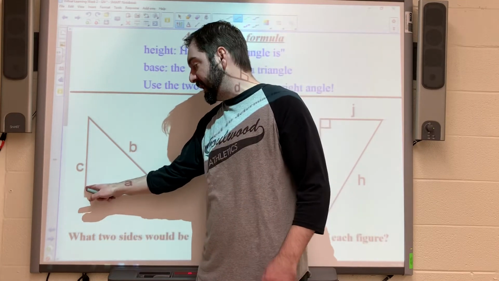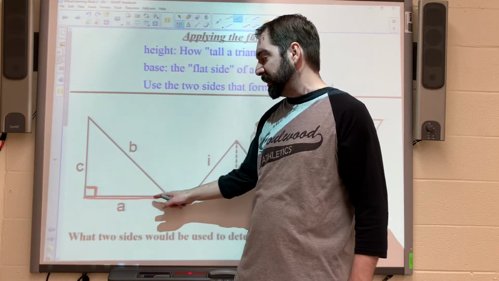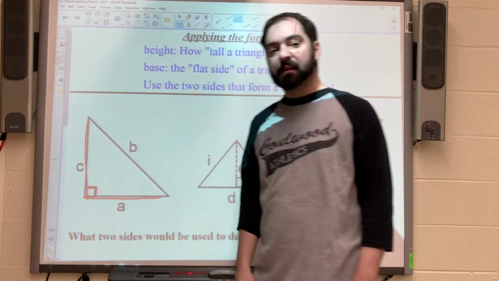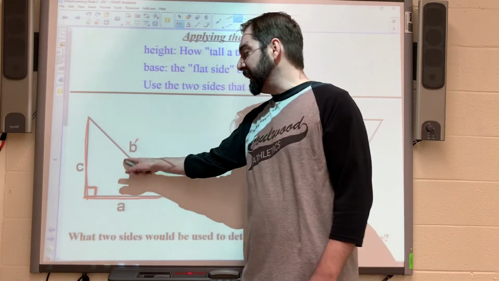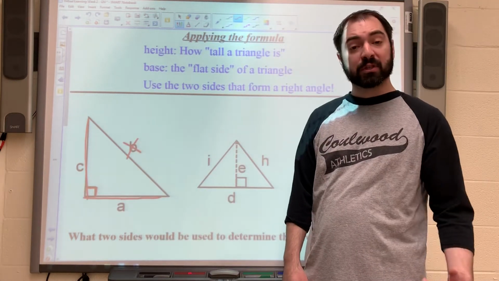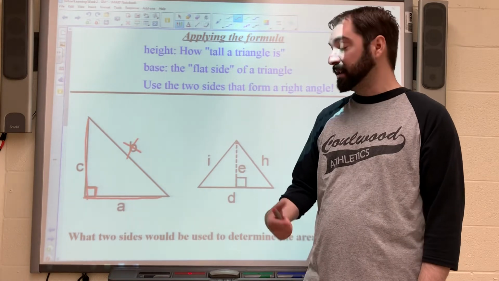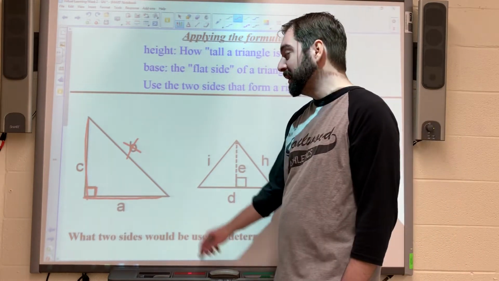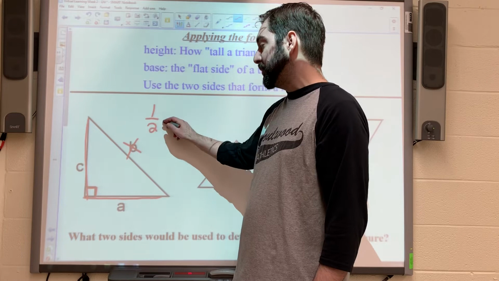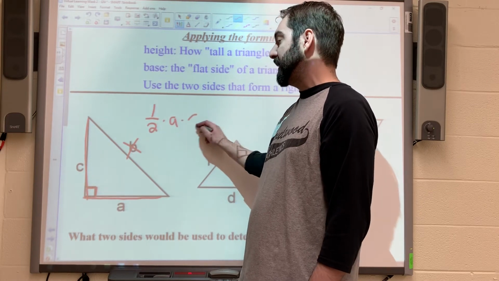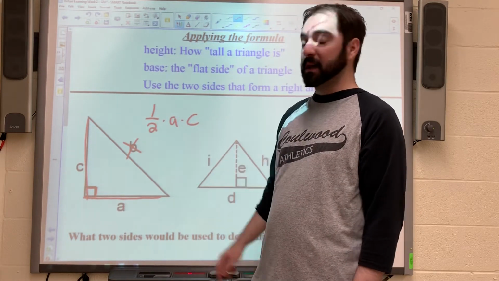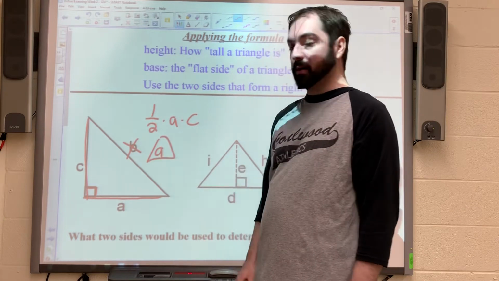Well, I know that the right angle is right here. What two values are touching it? A is the base, C is the height, B is the distracting hypotenuse, which is something that we won't use in 7th grade, something you will definitely learn to use in 8th grade. So if I was to solve for this problem, I would do 1/2 times the value of A times the value of C, and that would tell me the area of this triangle.